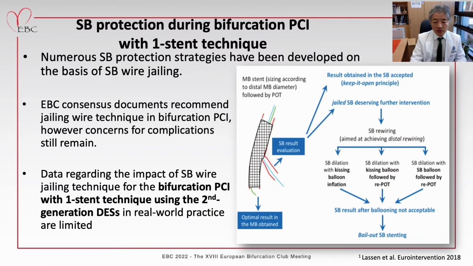To protect the side branch during bifurcation PCI with the one-stent technique, numerous strategies have been developed on the basis of wire jailing. The jailed wire technique is recommended in bifurcation PCI, but concerns still remain, particularly data regarding the impact of the side branch jailing technique for bifurcation PCI with the one-stent technique using second-generation DES are limited.